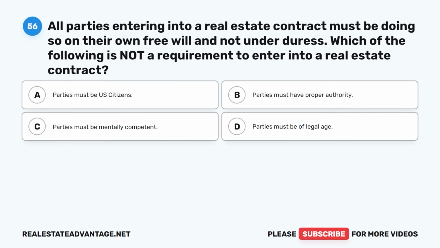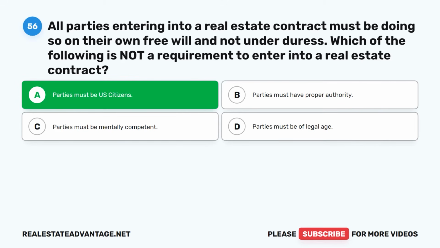Question 56. All parties entering into a real estate contract must be doing so on their own free will and not under duress. Which of the following is not a requirement to enter into a real estate contract? A. Parties must be U.S. citizens. B. Parties must have proper authority. C. Parties must be mentally competent. D. Parties must be of legal age. The correct answer is A.